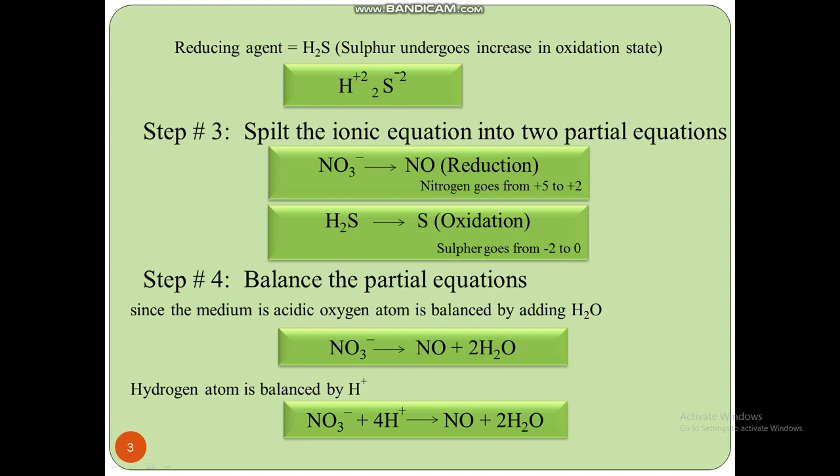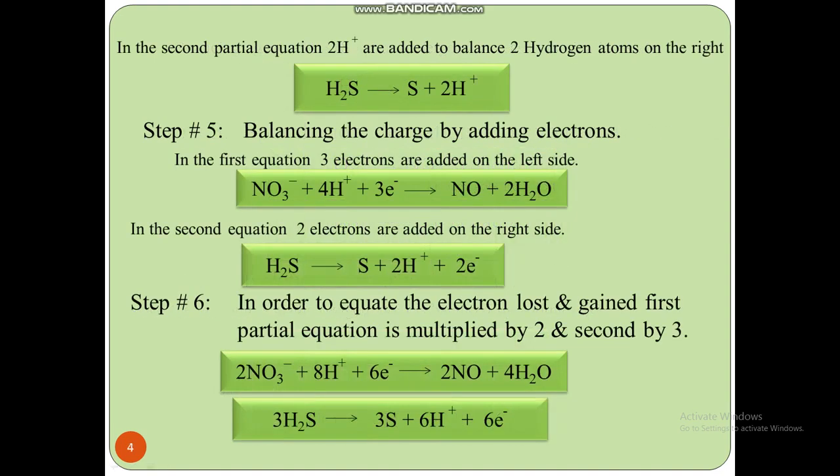To balance hydrogen atoms, we have to add H positive ions. There are 4 hydrogen atoms on the right. Therefore, to balance the hydrogen atoms, we have to add 4 H positive ions on the left hand side. In the second partial equation, 2 H positive ions are added to balance 2 hydrogen atoms on the right.